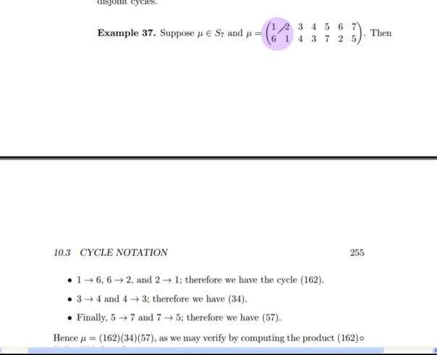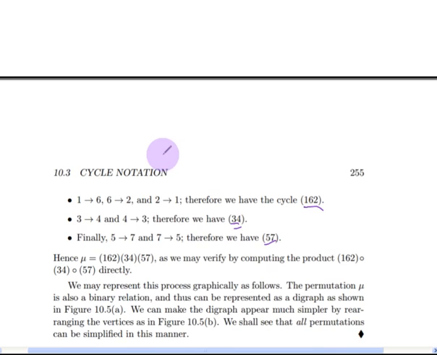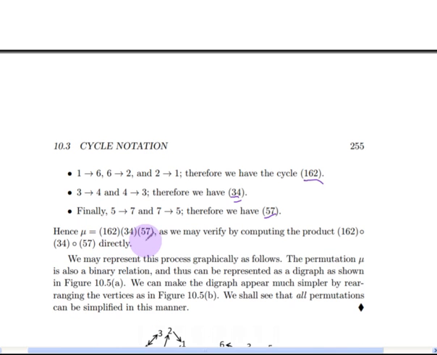If you look at this permutation and try to discover cycles within it, you get 1 goes to 6, 6 goes to 2, 2 goes to 1, so that's a 3-element cycle. You also find, so we've taken care of 1 and 2, now we need to take care of 3. 3 goes to 4, 4 goes to 3, that's a 2-element cycle. And 5 goes to 7, 7 goes to 5, that's a 2-element cycle. So okay, we could write this entire permutation mu as a product of 3 cycles.